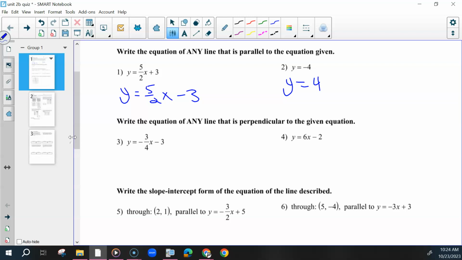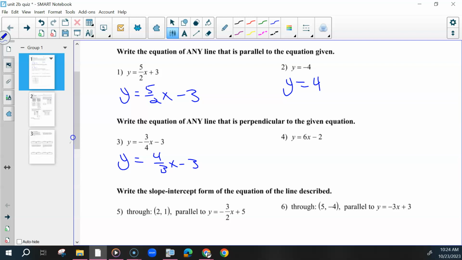For 3, these had to be perpendicular, so you had to flip the slope, change it to a positive or a negative, depending on what it was. So here, this should have been a positive 4/3. You could have kept the y-intercept the same, changed it, it didn't matter. Just the slope had to change.